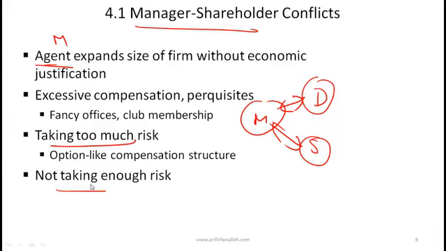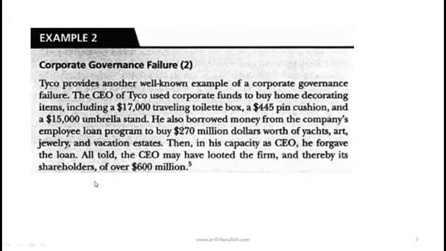So these are just four common examples of conflicts between manager and shareholder. Most of you probably won't read this unless it is forced on you, but the examples in the curriculum will take you a few minutes to read. I will read some of these with you, and I think they're very interesting. The first one was Enron. That's a little longer, so you can read that on your own.